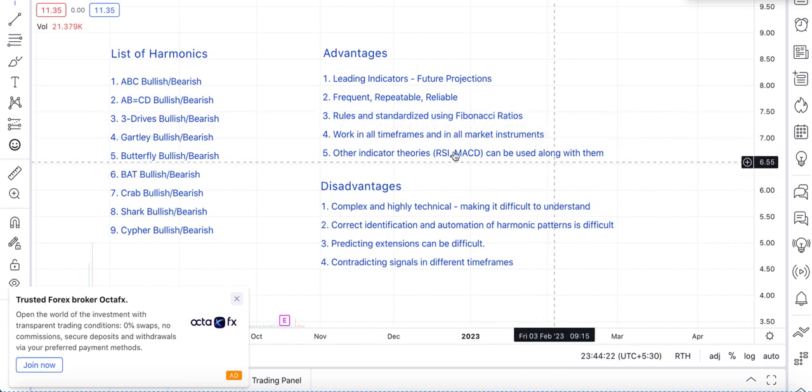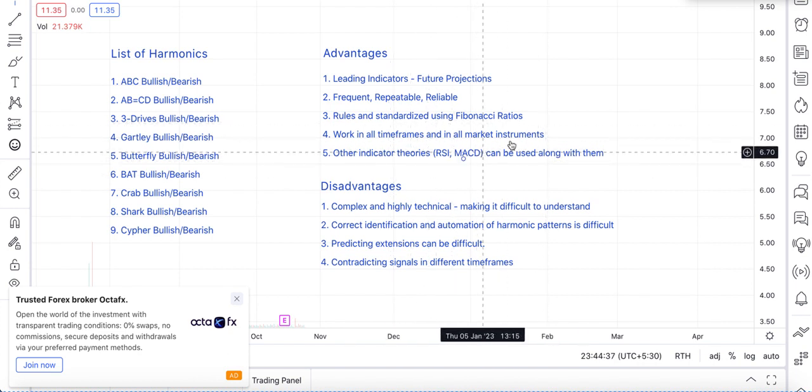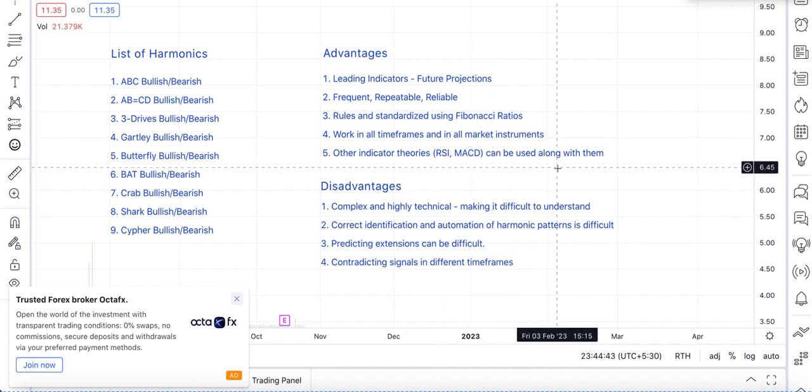The last one is that since they are again one of the ways of finding out a support zone for a particular stock, it's best to use them with some other technical indicator. In this case, what we've mentioned over here is that you can potentially use them with other technical indicators like the RSI and MACD. Now these are technical indicators, and again we'll be covering a video series on these as well, hopefully.